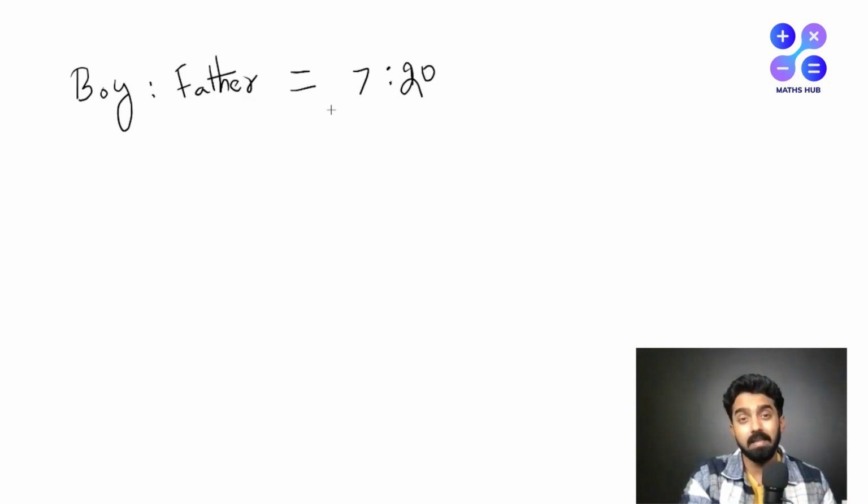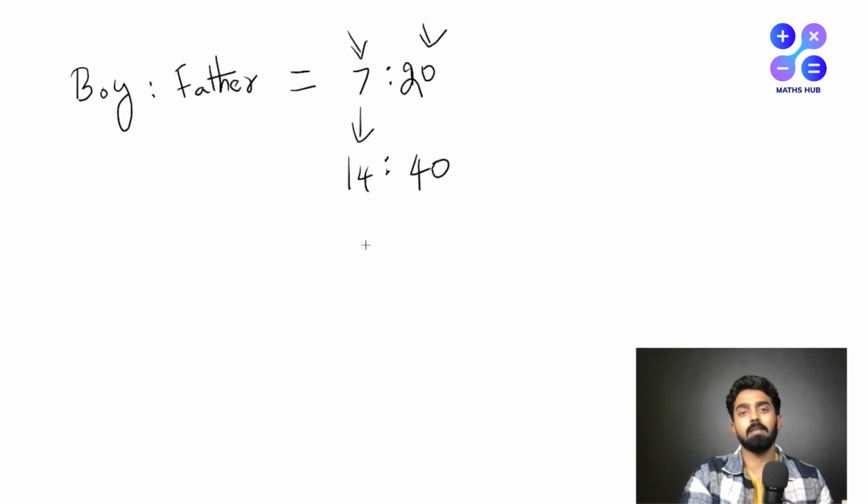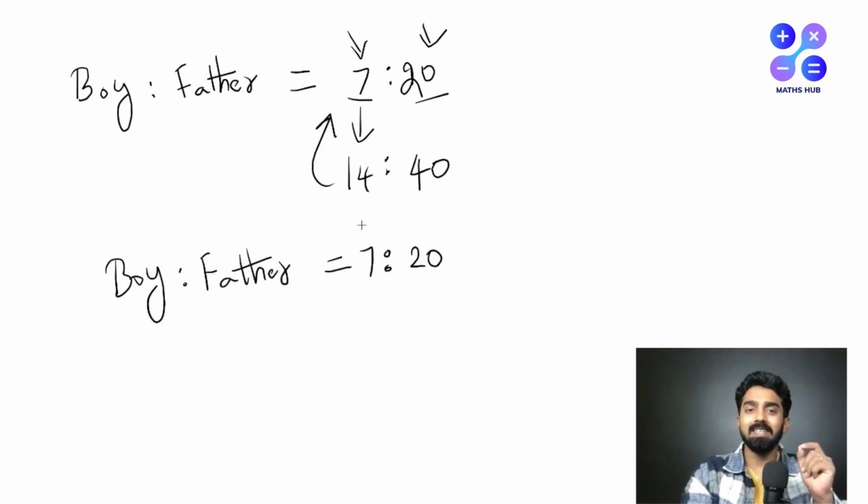But does this mean that the boy's age is 7 and the father's age is 20? Quite unlikely, I would say. It's more realistic to say that the boy's age is 14 and the father's age is 40, right? Even though these two are exactly in the same ratio, we know that realistically this is not the actual answer, but rather this might be closer to the actual answer, but we're still not sure. So most of the time, you would be in the position of converting the given ratio into actual values using algebra, right? So how would you do that?